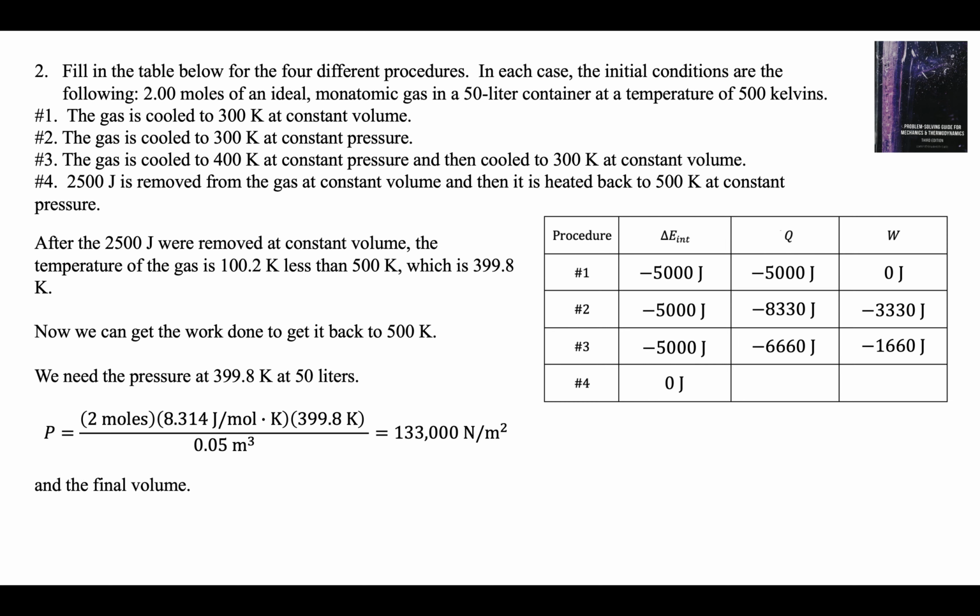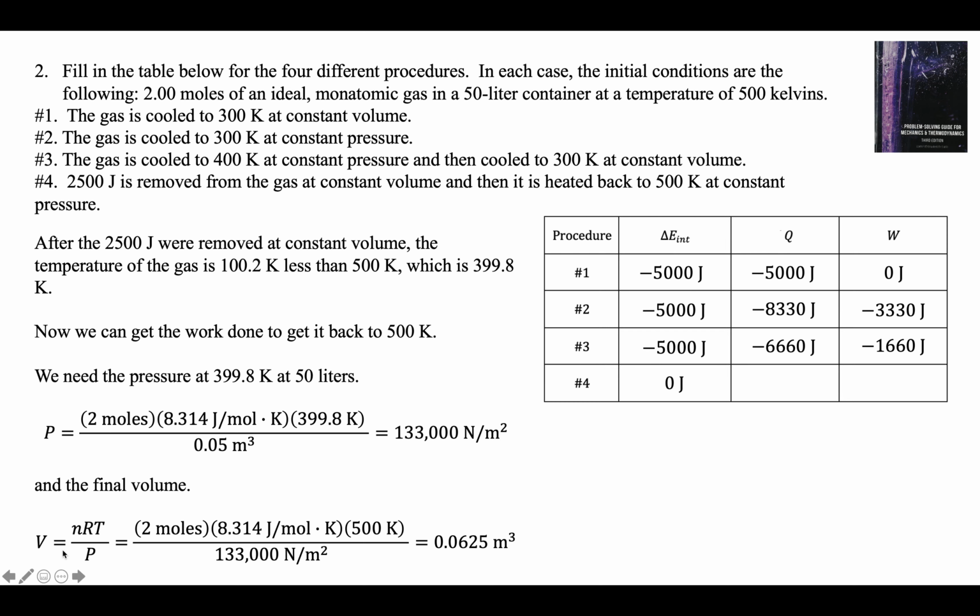And we need the final volume. So now the final volume, the pressure is the same, but now the temperature is back to 500. Again, we use PV = nRT, this time solving for V. The temperature is 500, and the constant pressure during this step is 133,000 newtons per square meter, and we get 62.5 liters, 0.0625 cubic meters. Started at 50 liters, went up to 62.5 liters. The change is plus 12.5 liters, which is plus 0.0125 cubic meters.